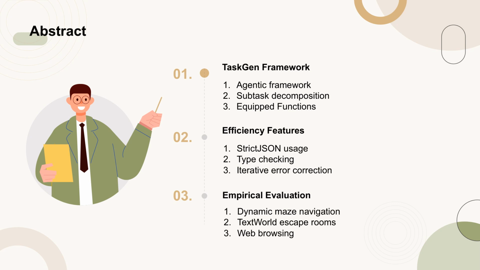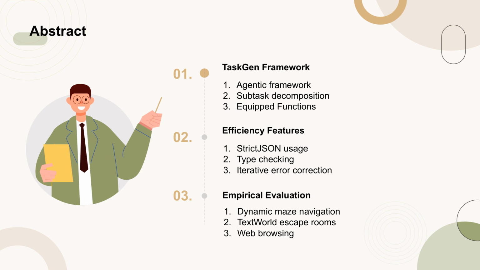To enhance efficiency, TaskGen employs StrictJSON to ensure structured output from the large language model, along with features like type checking and iterative error correction. The framework's philosophy emphasizes the management of information on a need-to-know basis. TaskGen's effectiveness has been empirically validated across various environments, including dynamic maze navigation, text world escape rooms, and web browsing tasks.